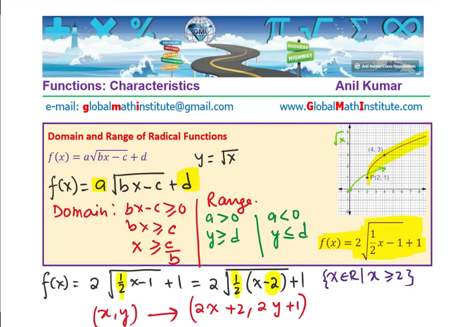Correct? As far as the range is concerned, the y values, that is, so whenever I write y, it means range. Perfect. So it has to be greater than equal to the translated 1, right? Translated up by 1. So you see, translation is the key here.